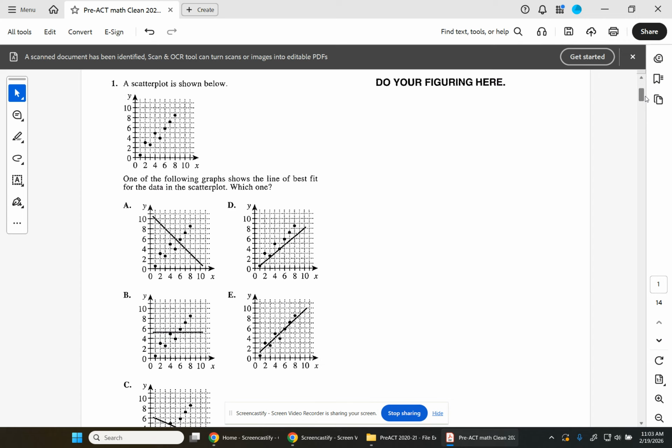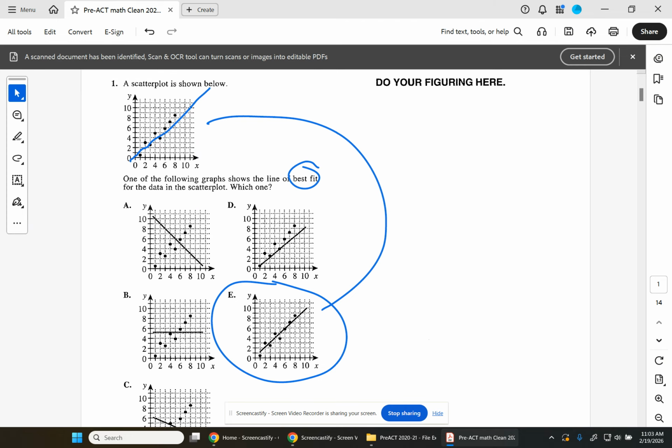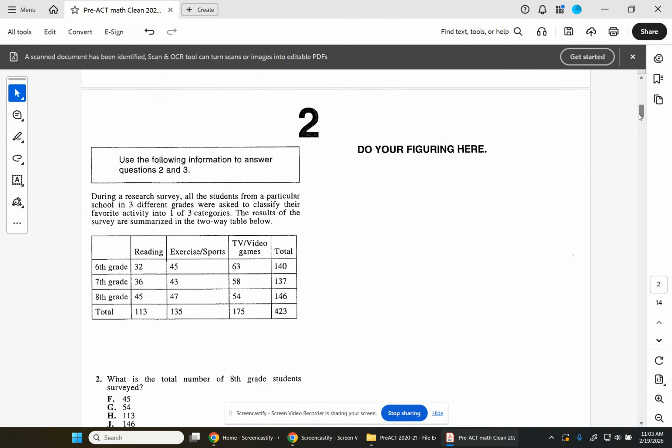Number 1, a scatter plot is shown below. And it says one of the following graphs below is the line of best fit. They're just basically seeing, can you match what's going on here? So I'm looking at this one and I go, there it is, to the best of my ability. And the best one that looks like that is this one, E. That's it. I'm not going to overthink it. Done. Going to the next one.